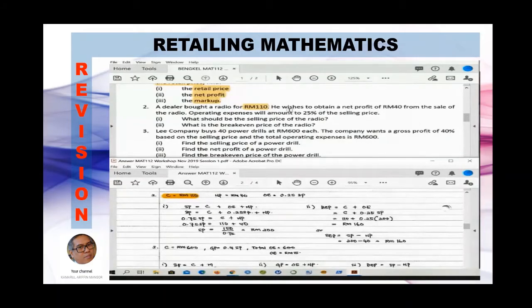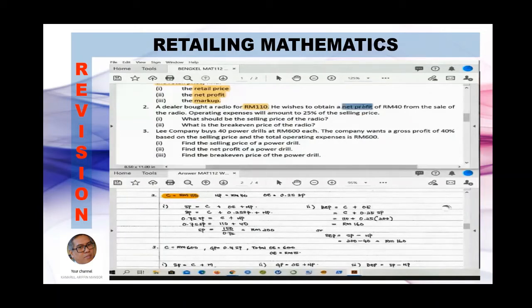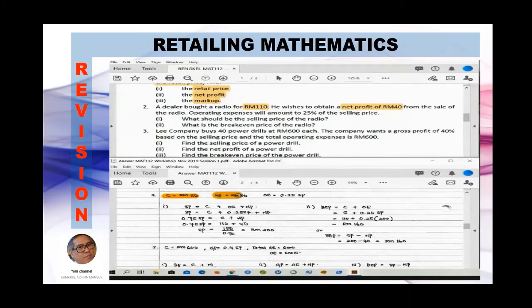And then he wishes to obtain a net profit of 40 ringgit. So dalam keadaan kat sini, dia bagi net profit tu dalam bentuk amount. Dia tak bagi dalam bentuk percentage. So that means you have to take the amount itself. Okay. So dia akan dapatkan dia punya amount terus. So dekat sini net profit adalah bersamaan dengan NP equal to 40 ringgit.